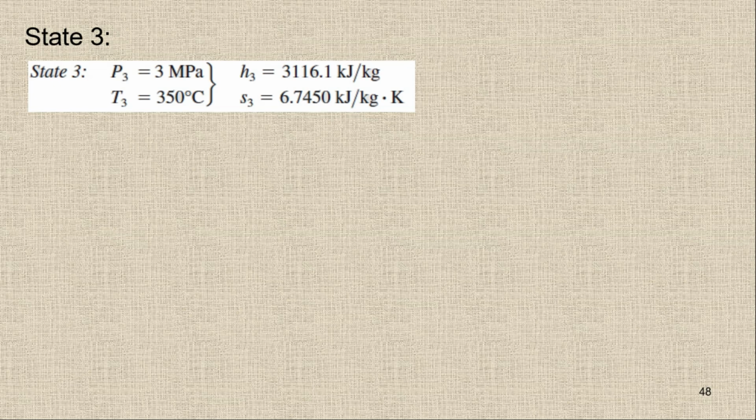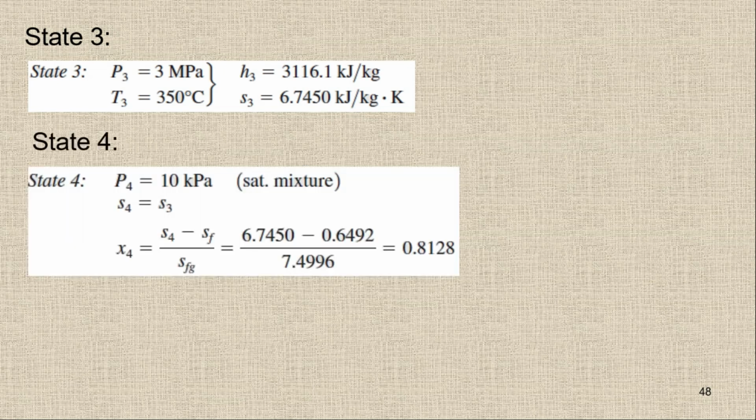For state number 4, we always have to check the state first, or the phase description. As we know, S3 is equal to S4, and we have 10 kilopascal at state number 4. When we check the given value against SF and SG, you will find that S4 lies between SF and SG. It means you will get a vapor-liquid mixture at the turbine outlet. So we have to find the quality first.